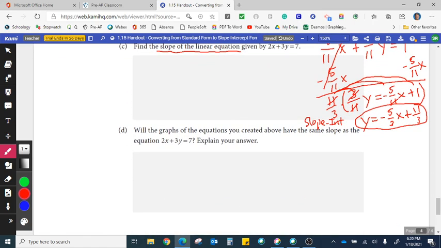Alright, and I'll let you talk about this one. Will the graphs of the equations you created above have the same slope? Just as I already told you, if you multiply both the left and the right by the same number, then it's going to keep the exact same line and the exact same equation. The equation may not look the same, but it's going to be the same equation. And if it's the same equation, then it's obviously going to have the same slope.